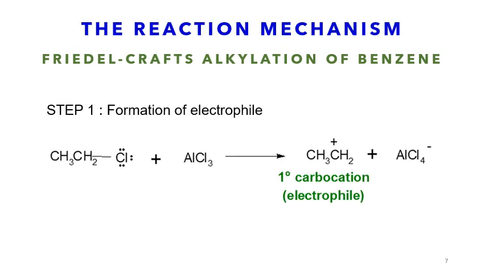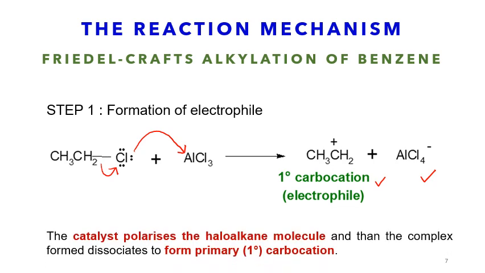The first step is to show the formation of electrophile. In this step, the lone pair from the chlorine atom of the chloroethane will share its lone pair to the aluminium atom of the Lewis acid, and then breaks the bond between the carbon and the chlorine atom. This reaction will produce a primary carbocation and the AlCl4 1-. From this reaction, it shows that the catalyst has polarized the haloalkane molecule and then the complex formed dissociates to form a primary carbocation.